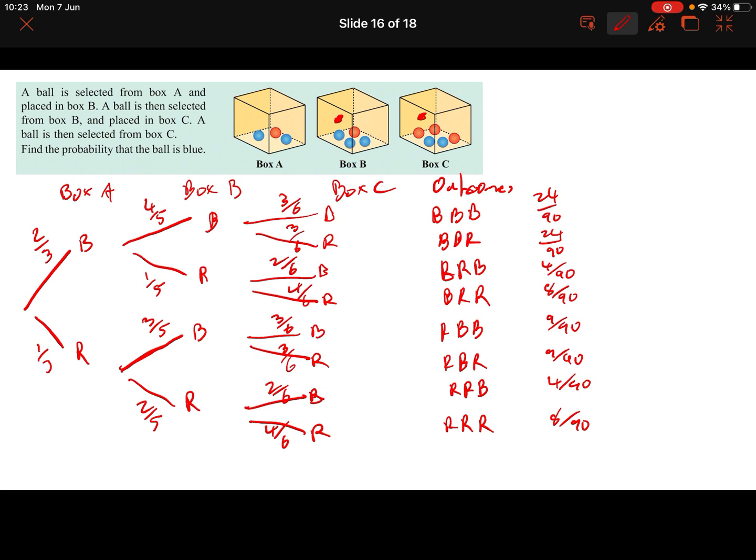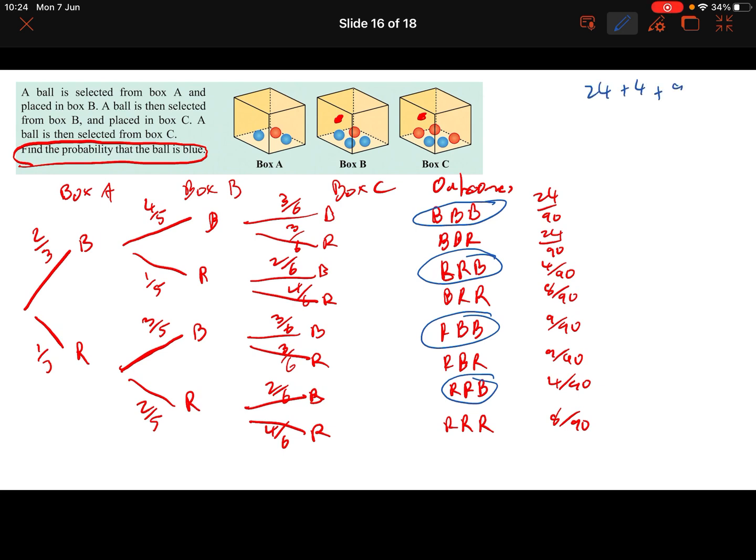So it says a ball is then selected from box C. Find the probability that the ball is blue. So actually all it wants to know is what is the probability that the last ball we pick is blue. Well, that would be 1, that would be 1, that would be 1, and that would be 1. So what I've got to do is add all of them up together. So it's going to be 24 plus 4 plus 9 plus 4 all over 90, which is equal to 24 plus 8 is 32 plus 9, 41 out of 90. Probability of taking a blue from box C.